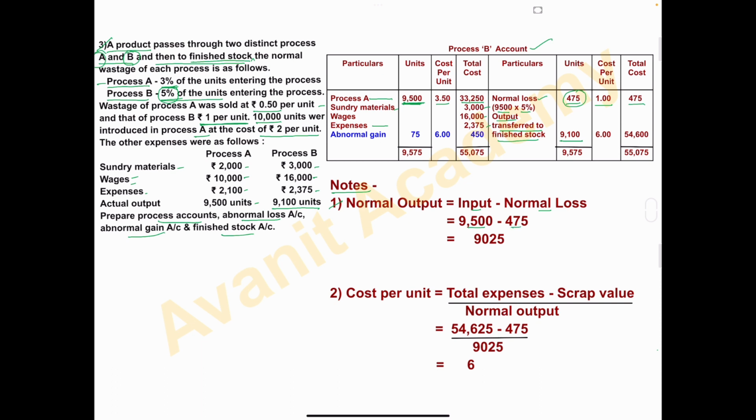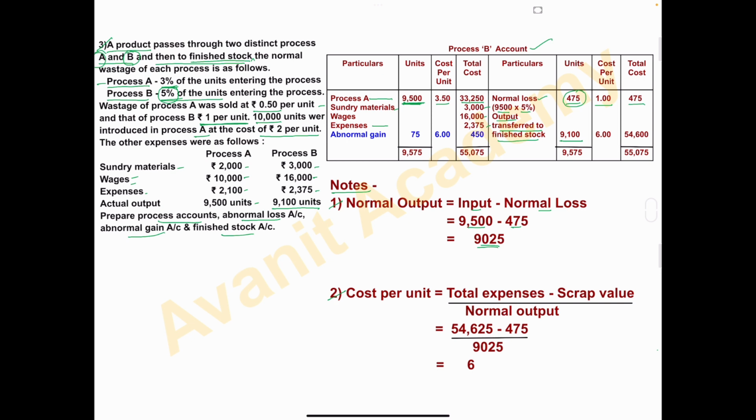Right here, 9,500 minus 475, and you will get 9,025. This is the normal output. Next, we'll calculate the cost per unit. Cost per unit is equal to total expenses minus scrap value divided by normal output.